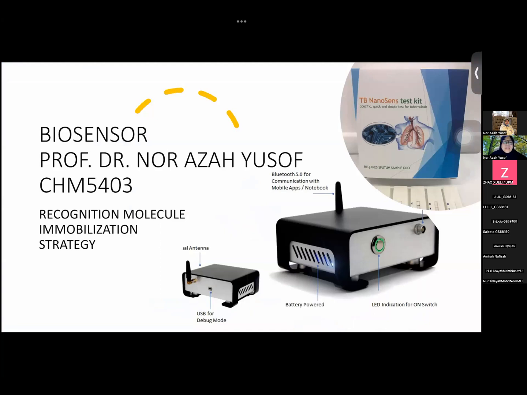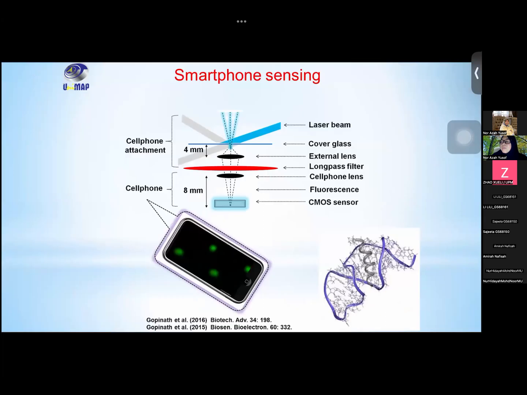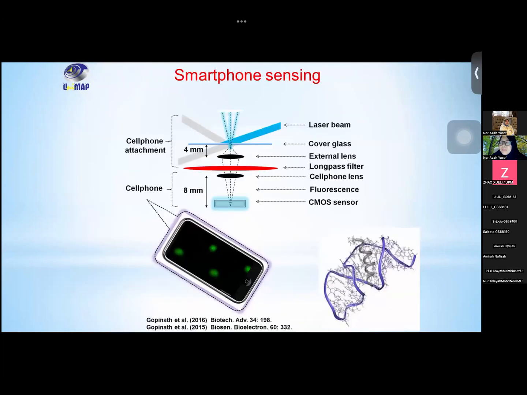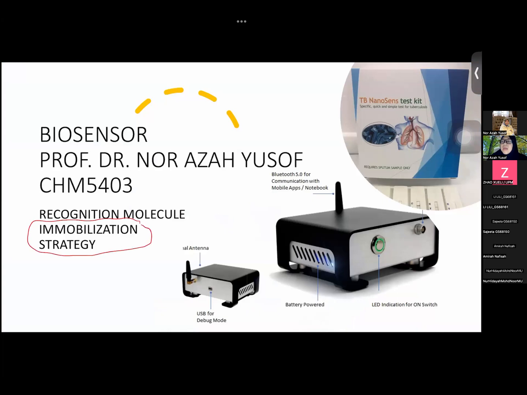Okay, all right. So the next one, which is very important, as I mentioned a few times, is how you put the aptamer on the surface of the sensor. The same goes for the antibody just now. You have to put the antibody on the surface of the sensor. Also the DNA. So there is a chemistry involved. Immobilization strategy is how you put the bioreceptor on the surface of the sensor. That is very important, because if we don't put it properly, then your test will be invalid.